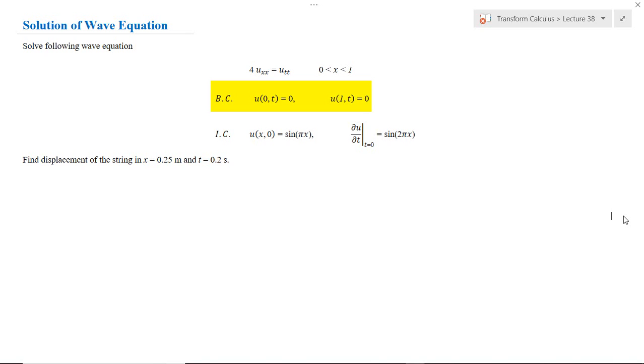We have two boundary conditions. U of 0 and t is equal to 0, u of 1 and t is equal to 0, because the string is fixed at the beginning and at the end. And we have two initial conditions. In the first one, we have u of x and 0 is equal to sine pi x, and we have derivative of u with respect to t, or velocity of the string at t equal to 0, is equal to sine 2 pi x. And at the end, you want to find displacement of the string at x equal to 0.25 meter and t equal to 0.2 second.